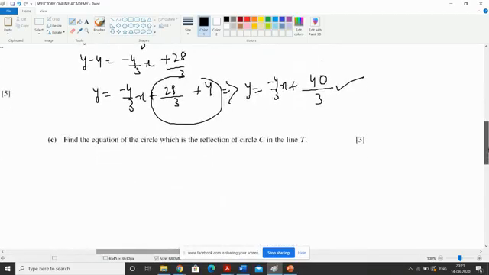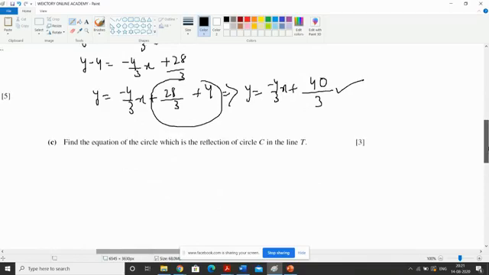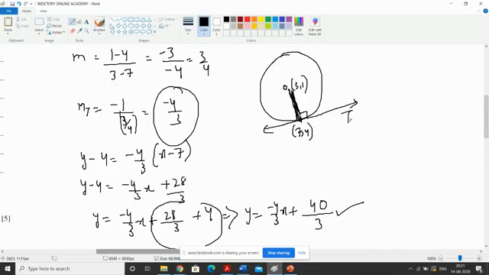Find the equation of the circle, which is the reflection of circle C in the line T. So this is the tangent. We need to find the circle here, which is a reflection of this. So the radius is not going to change. The only thing which changes is the center. And if it is a reflection, this point B is the midpoint of these two centers.